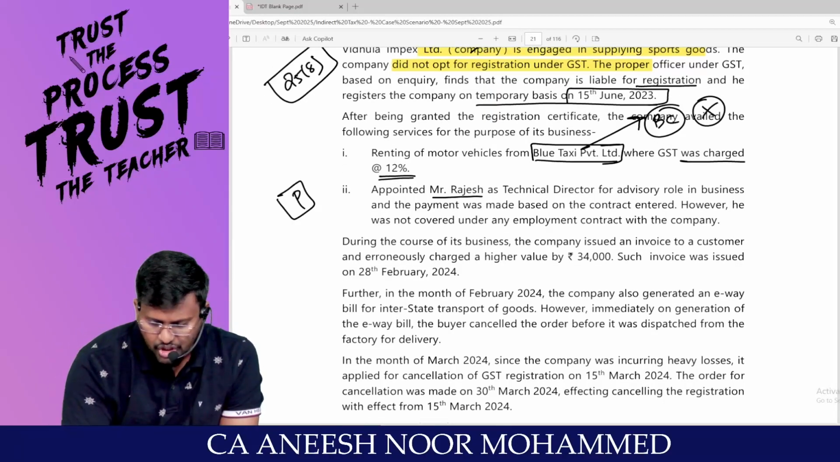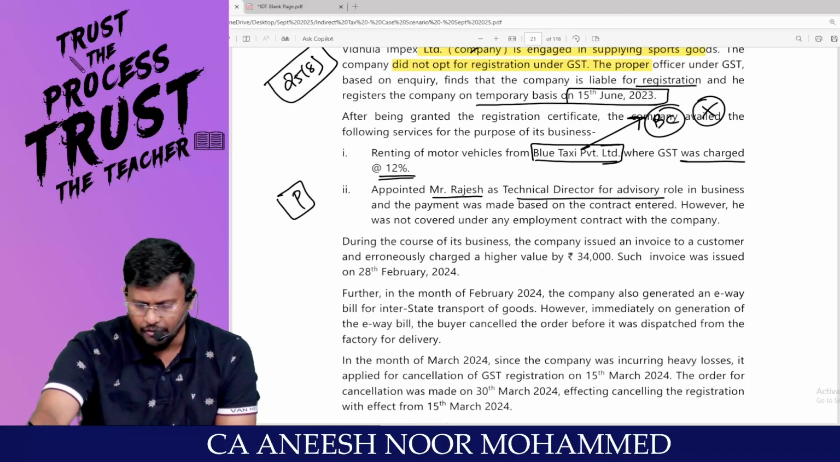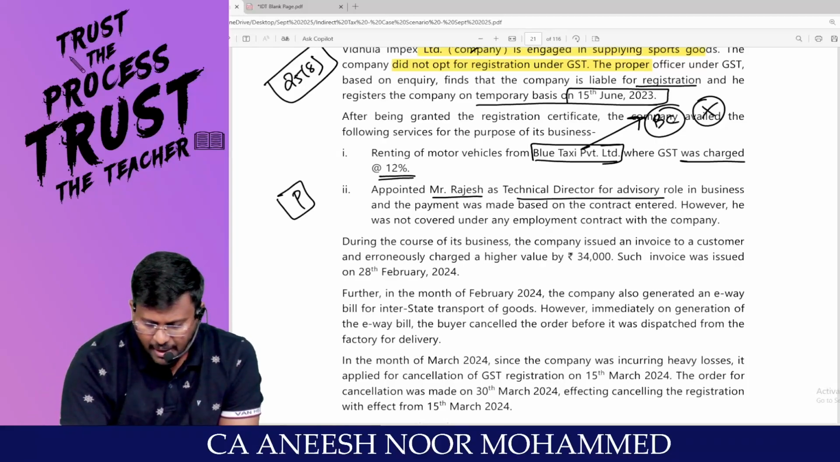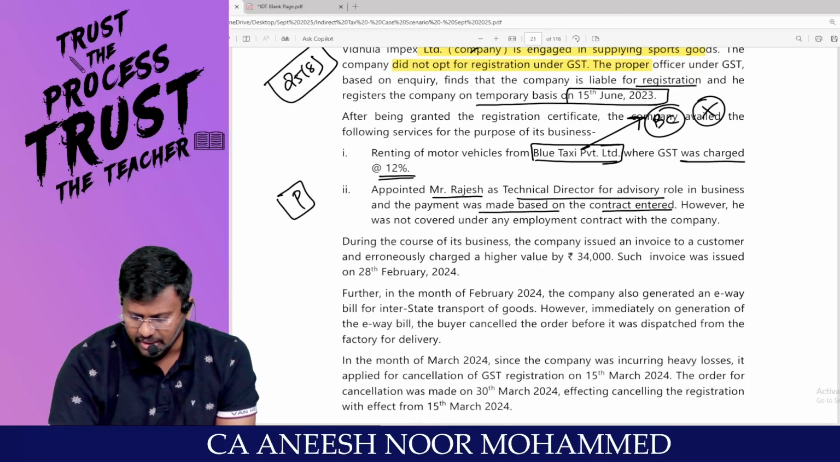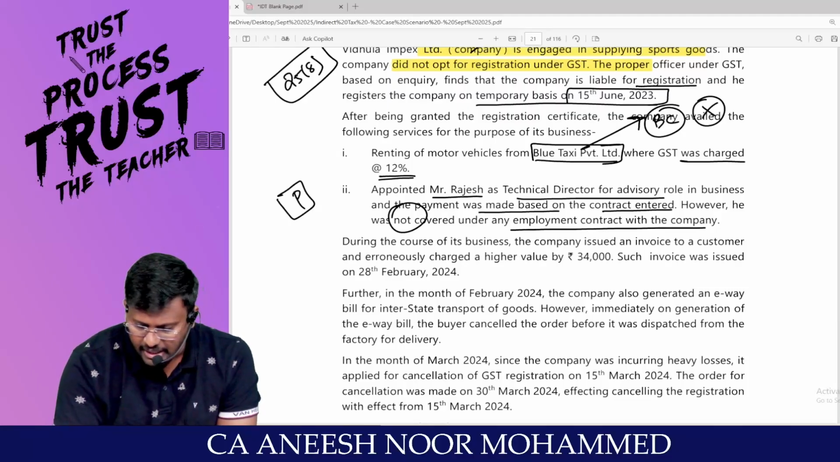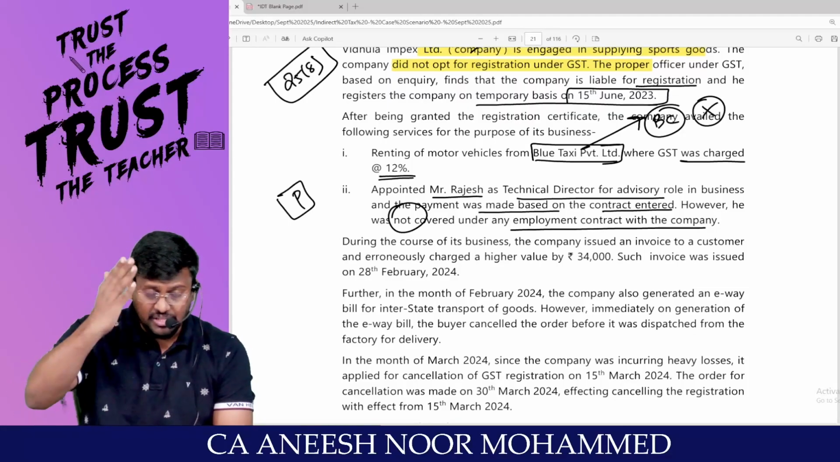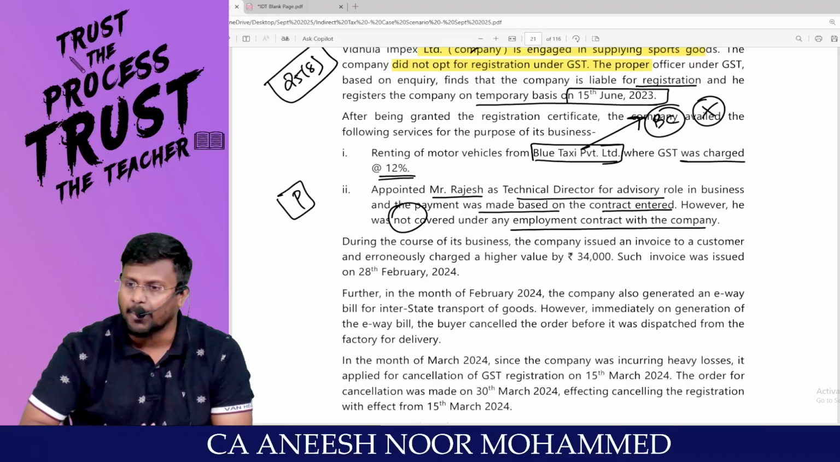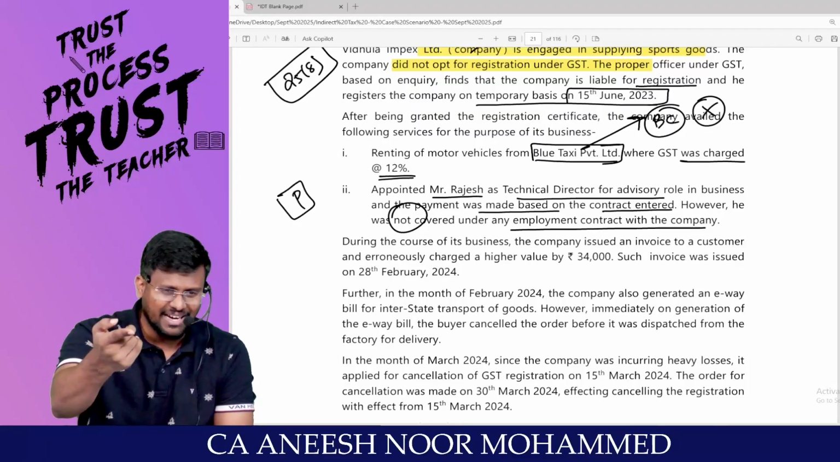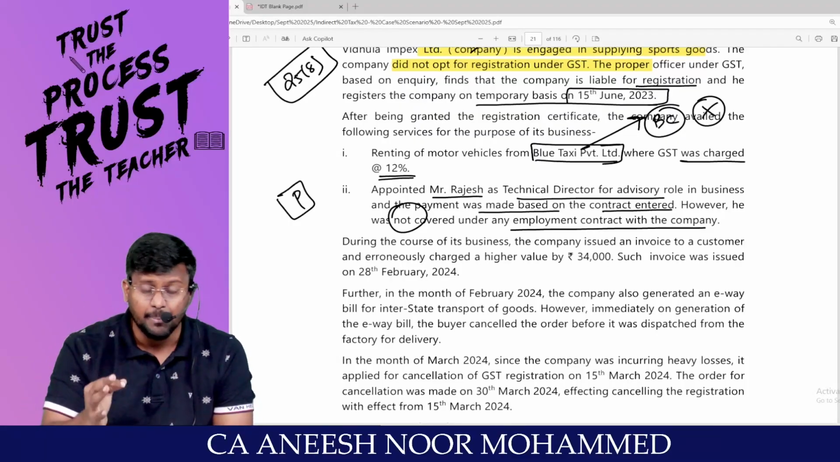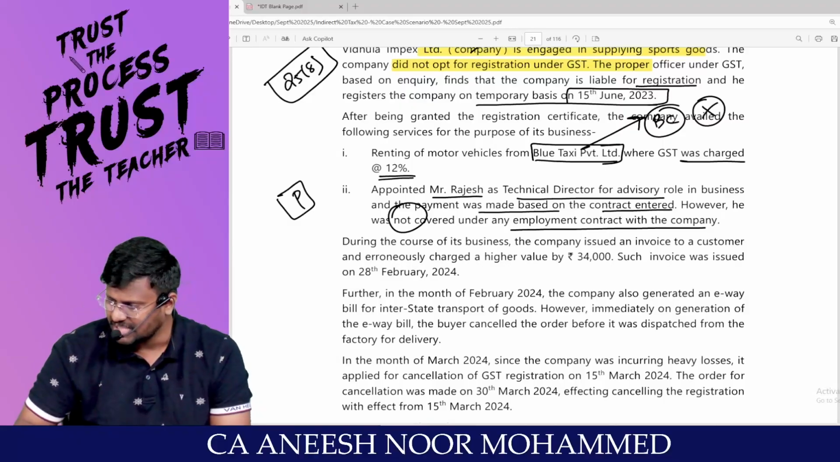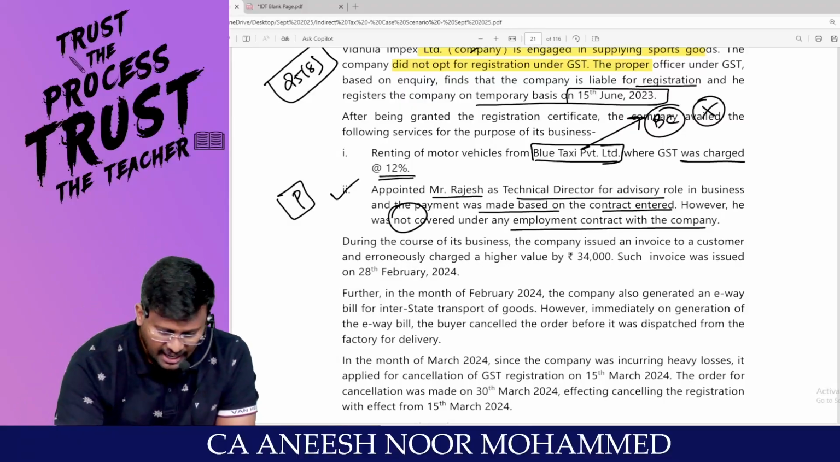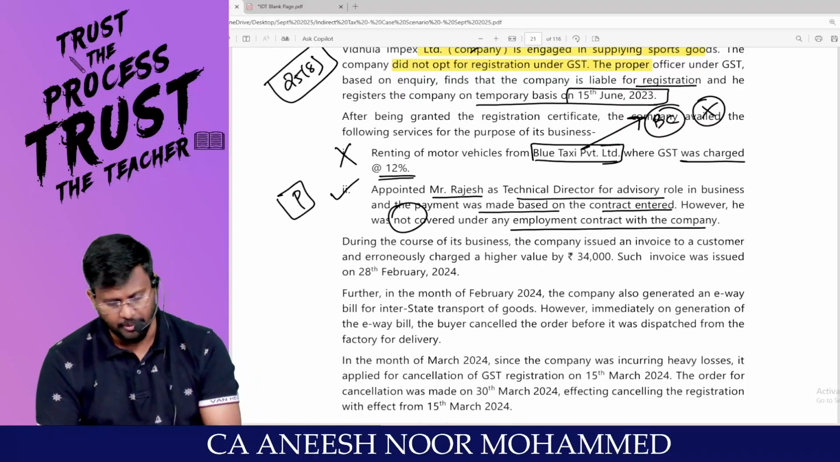Appointed Mr. Rajesh as technical director in an advisory role in the business, and payment was made based on the contract ended. However, he was not covered by any employment contract with the company. Sir, for director services, RCM will be applicable. The service provider is a director, the service recipient is a company, and the company is the person liable to pay tax on reverse charge basis. So for this, RCM will be applicable.